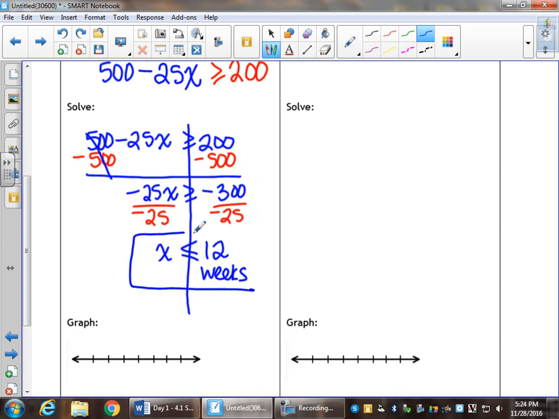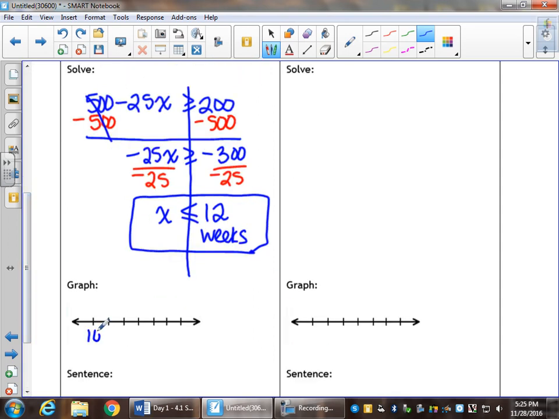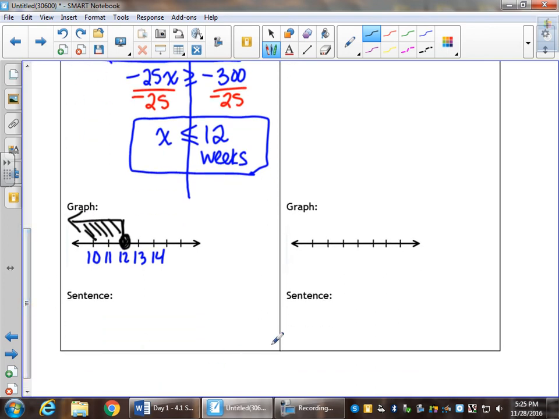We're going to write a sentence in a second, but the sooner we get a label on there, the better. Let's graph 10, 11, 12, 13, 14. Open or closed on 12? Open. Left or right? Less than, did I just say open? It's closed, excuse me, or equal to is closed. And then less than would be to the left. A sentence. The sentence is key. It tells me you understand what the answer means.